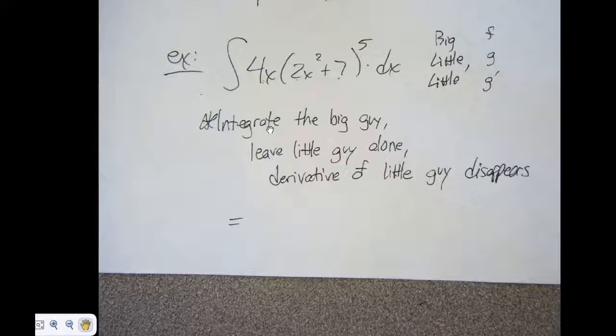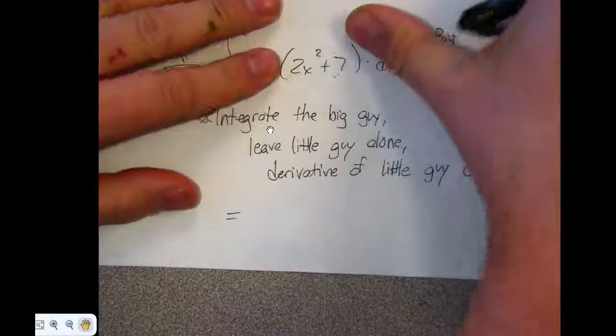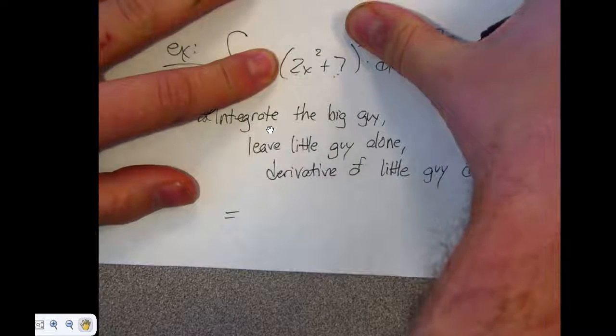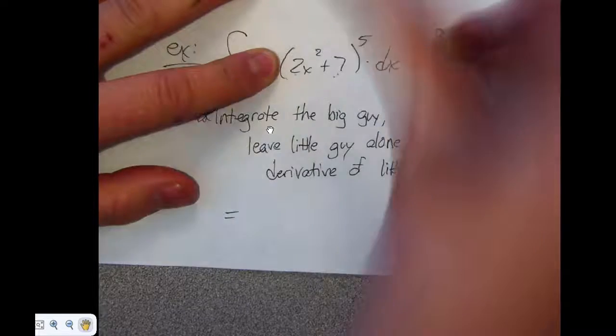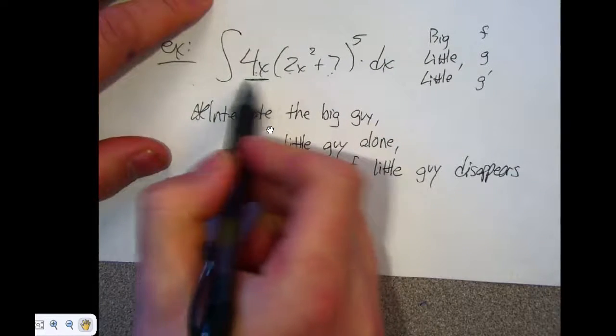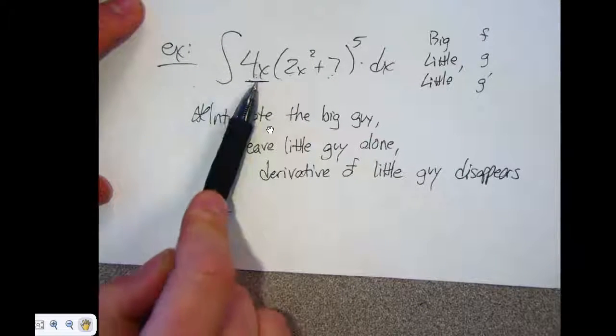So, my big guy is the 5th power, right? Bigger. The little guy and the little guy prime are the same, right? They're both 2x squared plus 7. No, the little guy is 2x squared plus 7. So if I just said to you, okay, that's the little guy, and I asked you what's the derivative of that little guy, what would you say? And that derivative needs to be, that's what's out here. That's the 4x, that's the derivative of the little guy. That's what's going to disappear.